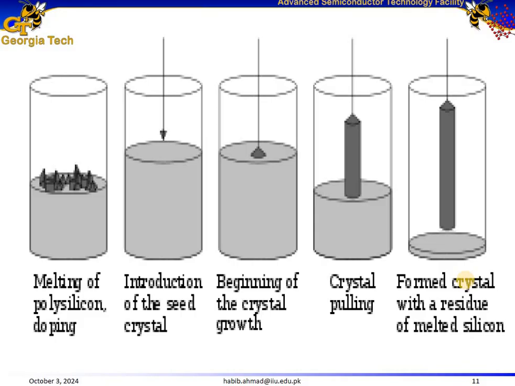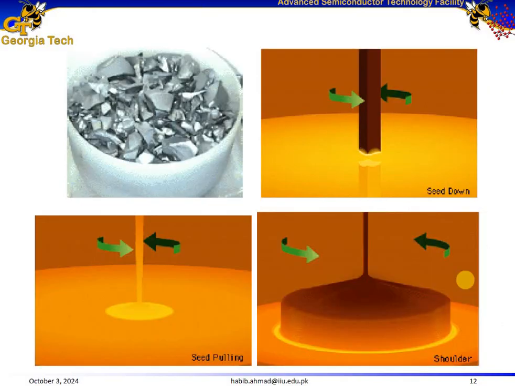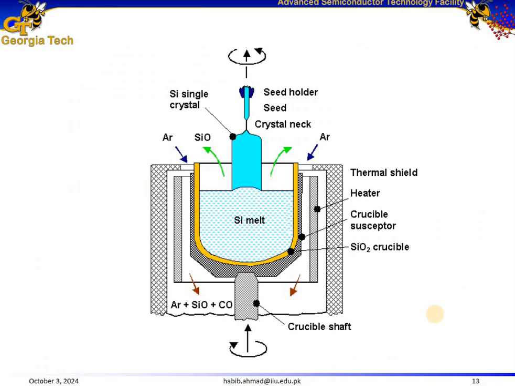And here is a different representation of the same process. We can see it over here as well, starting with the polysilicon chunks, and then here is the single crystal seed dipped into the molten state, and then we start pulling it, rotating it. The pulling rate, the rotation rate, and the temperature of the melt define the diameter of this silicon ingot. Here is another depiction of the same process.